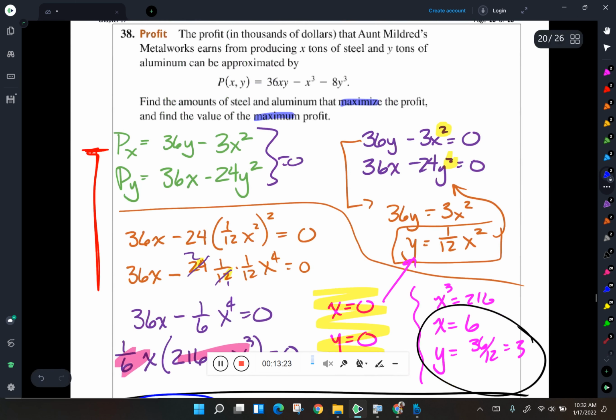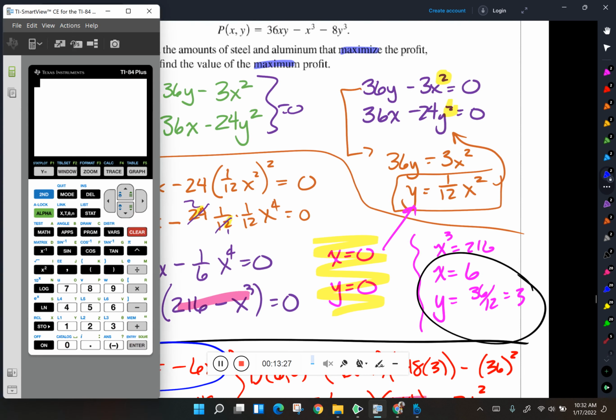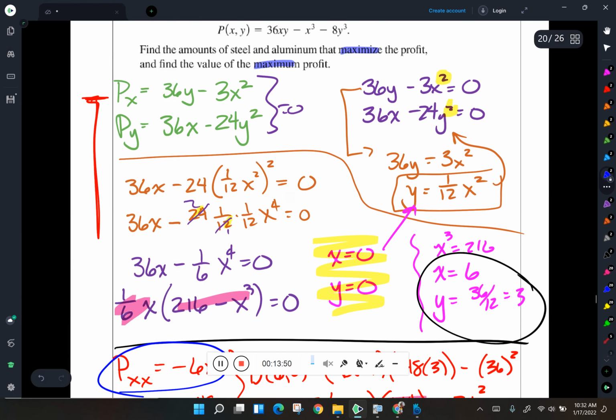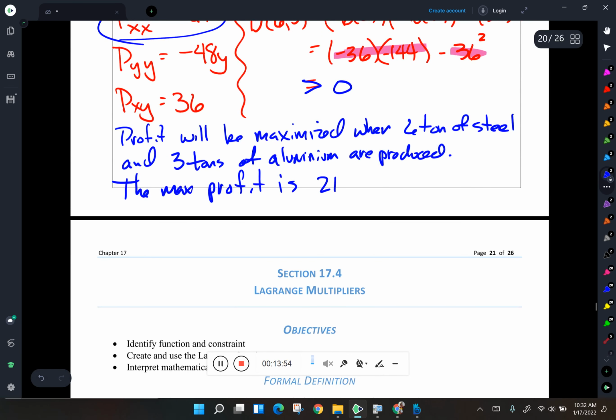so I've got to go back up here and use that equation. So if I bring up my calculator, clear, I need 36 times x times y minus x cubed minus 8 times y cubed. 216,000.